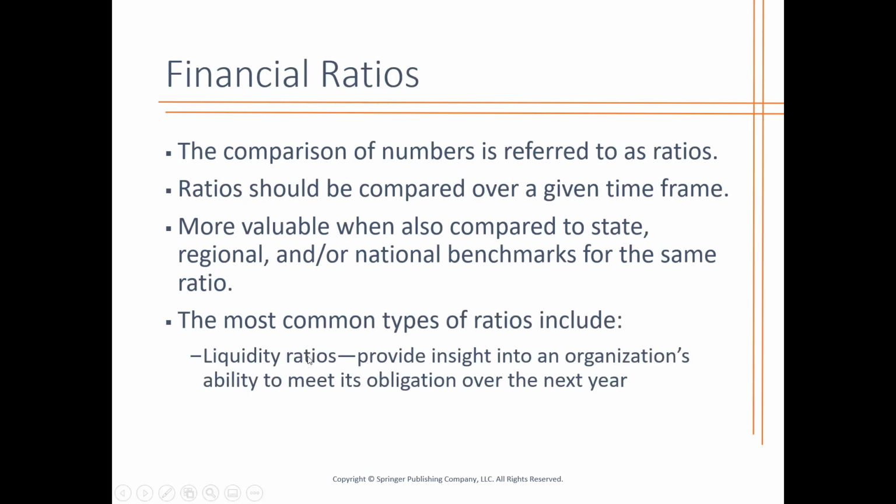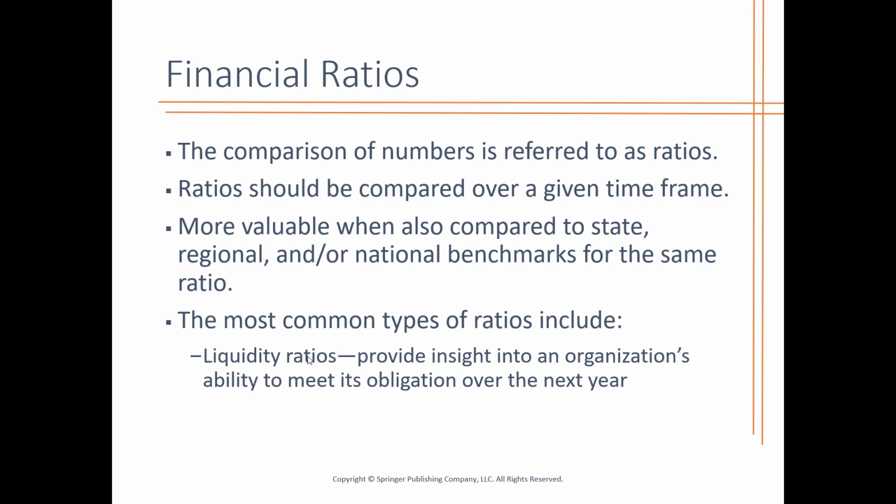So we're going to move into financial ratio comparisons. These are comparisons of numbers referred to as ratios. Ratios should be compared over a given time frame. The ratios are more valuable when they're compared to a stated regional or national benchmark. For example, if you looked up healthcare industries, there would be national benchmarks for average ratios on a healthcare related business, and then you would compare year over year from your current company and the national standard in order to analyze what's going on.